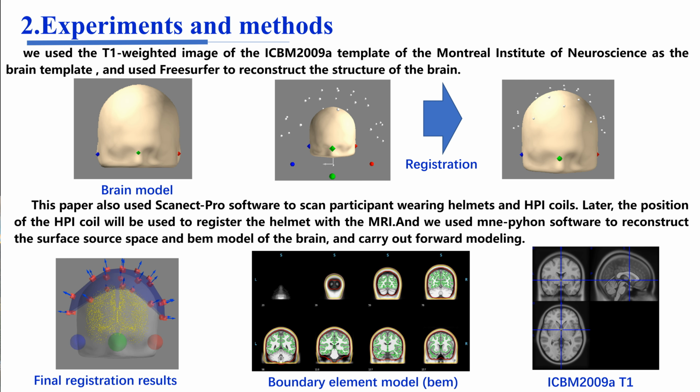In addition, we use the T1 MRI of the ICBM 2009 template for the brain template, and use FreeSurfer to reconstruct the structure of the brain, and use the MNE Python software to reconstruct the surface source space and carry out forward modeling. This paper also uses ThinkNet Pro software to scan participants wearing helmets and HPI coils. And then the position of the HPI coils will be used to register the helmet with the MRI.